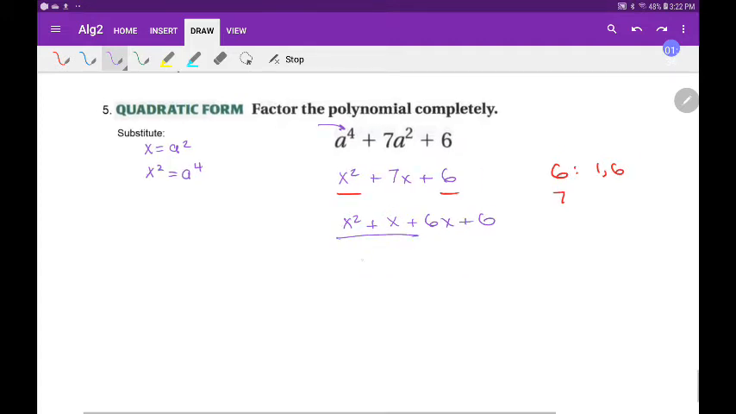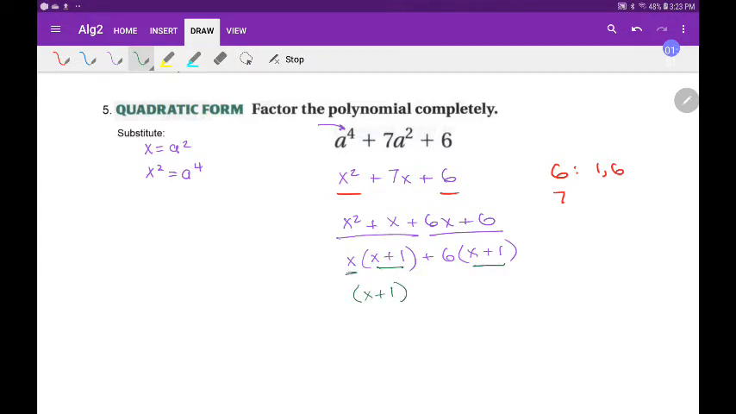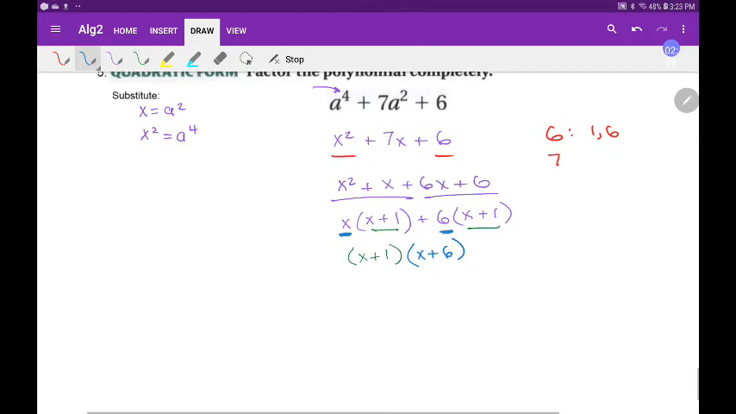And then I say, hey, guess what? I can take an x out of both of those, and I get x plus 1. And I say, I can take a 6 out of both of those, and I can say 6 times x plus 1. And I say to myself, I've got x plus 1 in 2 places, so one of my factors is x plus 1. And the other one is the leftover, and the leftovers are x plus 6. Okay, so I just factored, and now I can substitute back in.